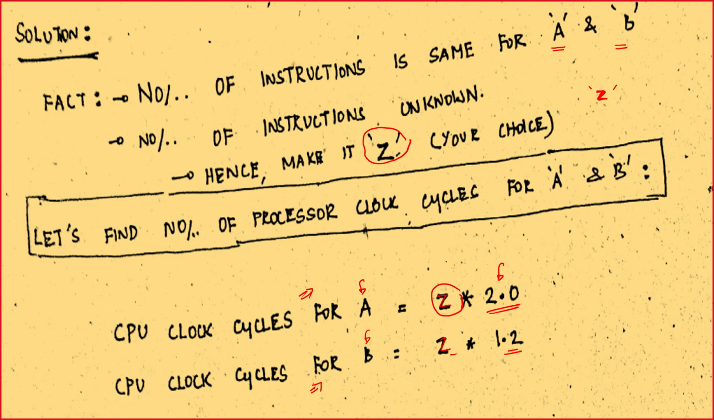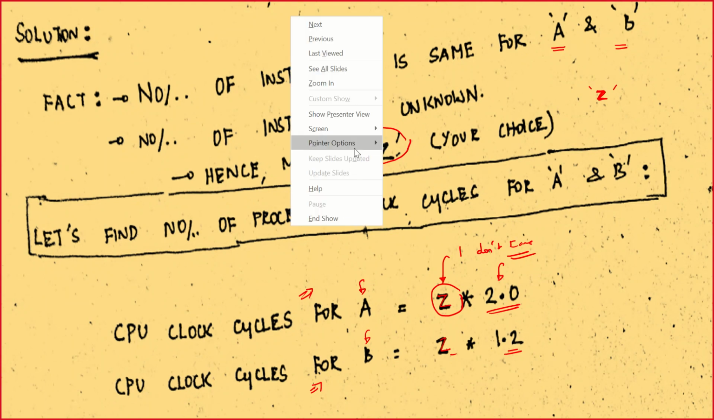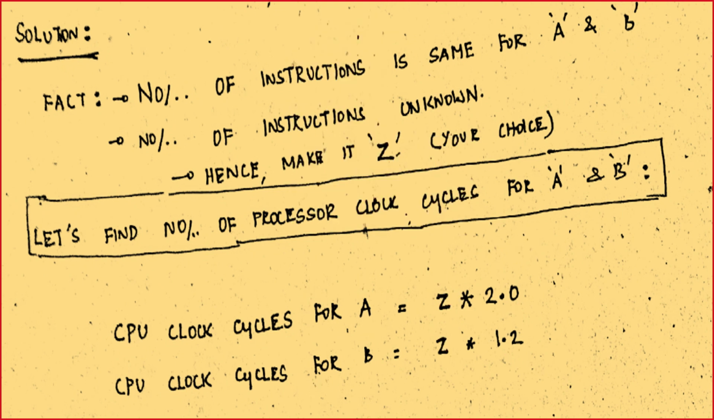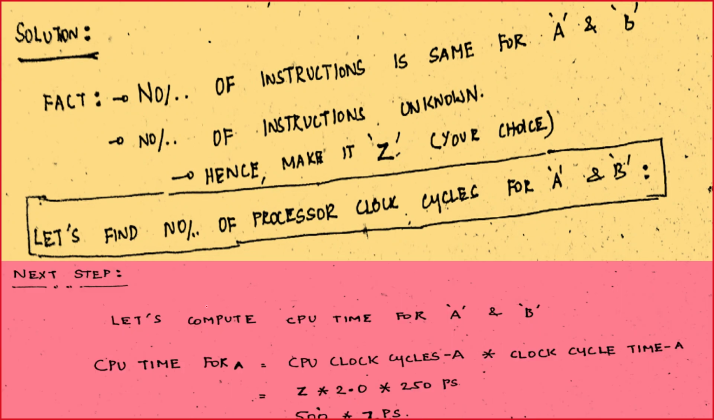Z is nothing but the number of instructions, and I don't care about it really, because I do not know the number. I am just assuming it. So remember, till now what I have done is I have just assumed that the number of instructions is Z, and I multiplied it by 2.0 and 1.2 respectively to arrive at the clock cycles for A and B.